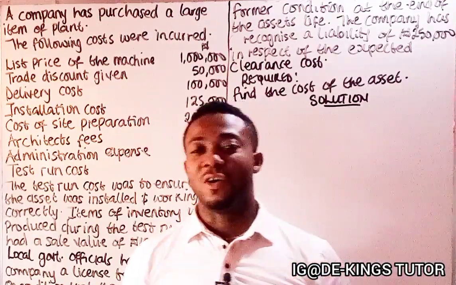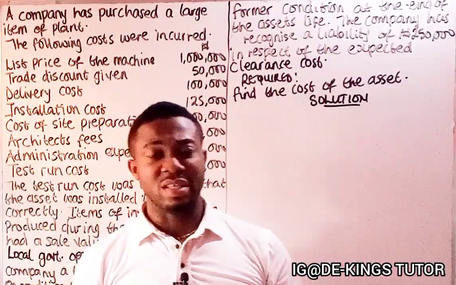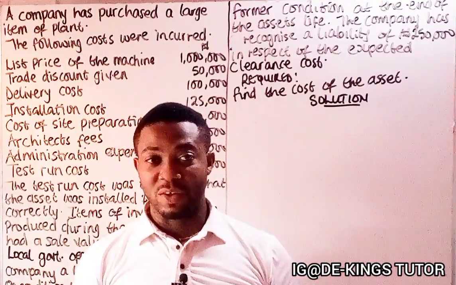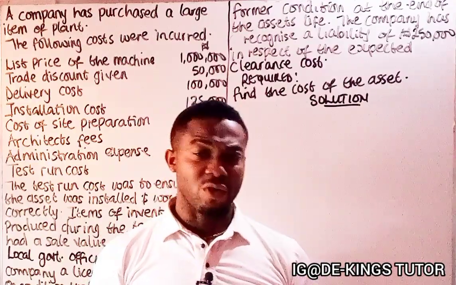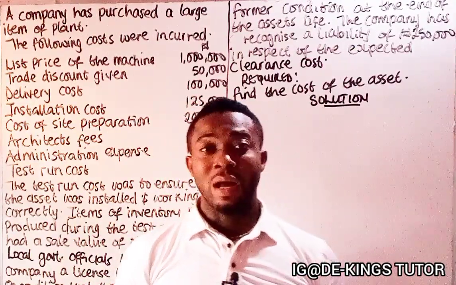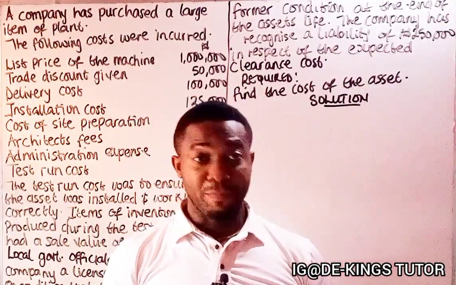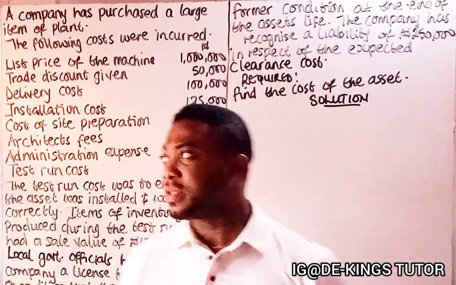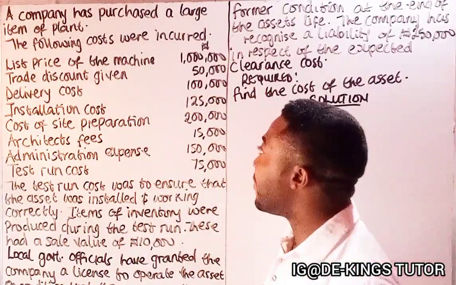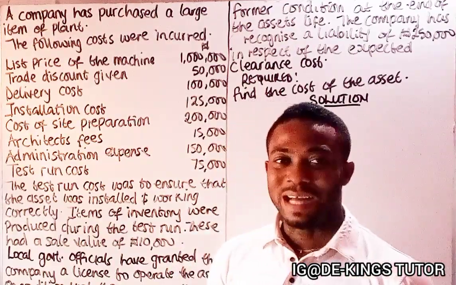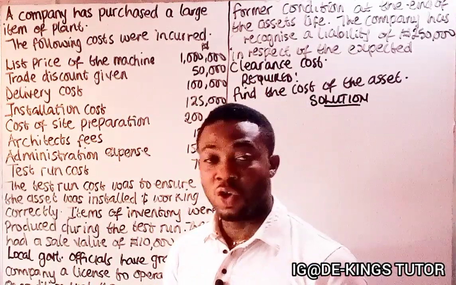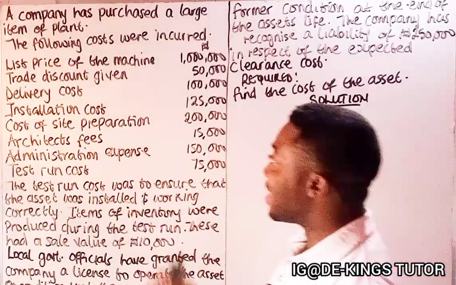Now we started on the IAS 16, which is the property, plant, and equipment. Okay, so we saw the introduction part of it and some recognition criteria for an item that will belong to the PPE. Okay, so we want to see what are the things that comprise the cost of an item of PPE. That's the element of a cost. We saw the criteria. So we want to see an example on that.